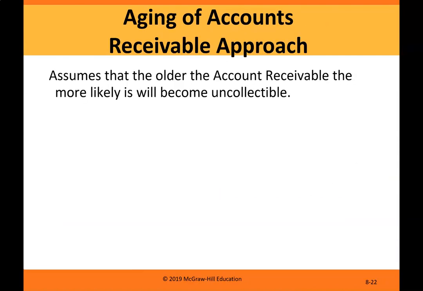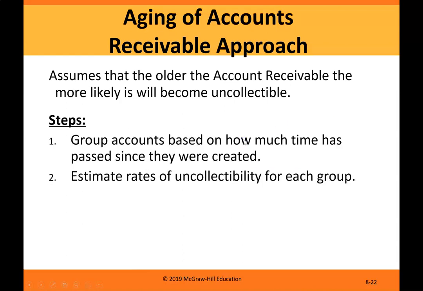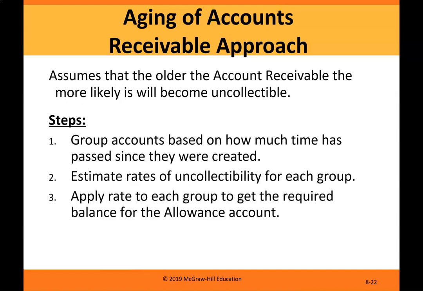Aging of accounts receivable approach assumes that the older the account receivable, the more likely it will become uncollectible. Steps. 1. Group accounts based on how much time has passed since they were created. 2. Estimate rates of uncollectibility for each group. 3. Apply the rate to each group to get the required balance for the allowance account.